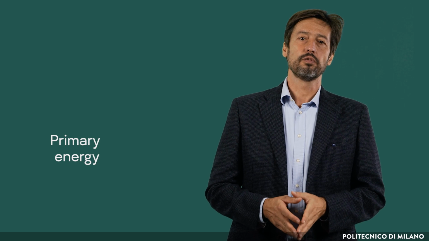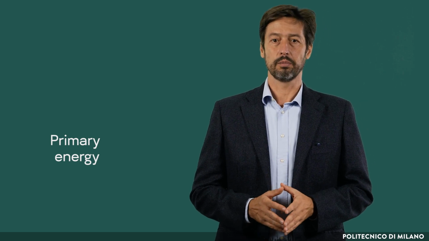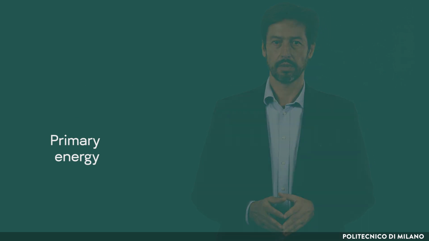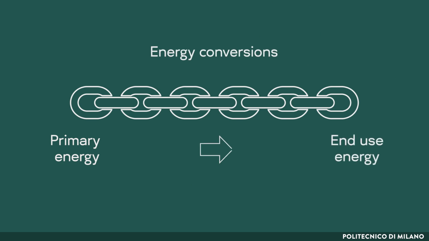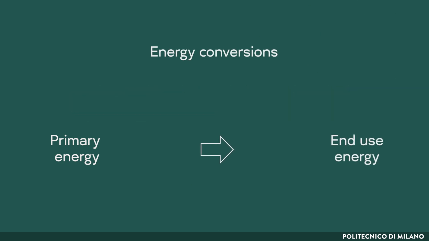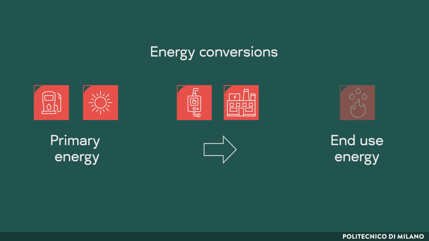Primary energy is the form of energy available in the environment before any conversion. It is the first link in the chain. For example, primary energy embedded in a fuel stock or in solar radiation is converted to thermal energy for heating a space or producing domestic hot water.